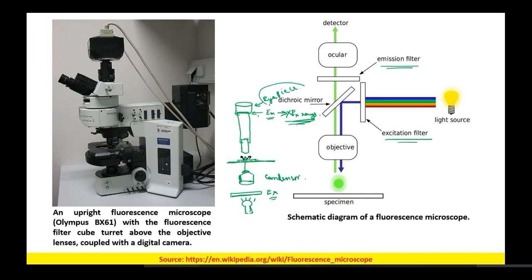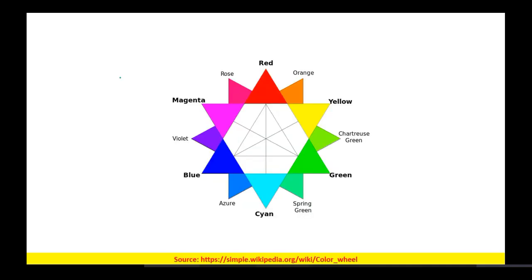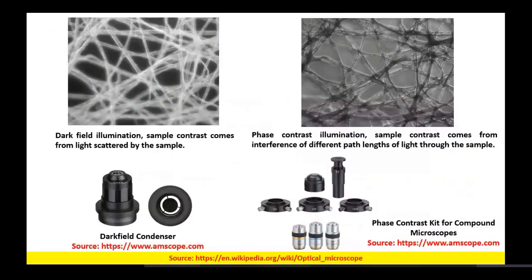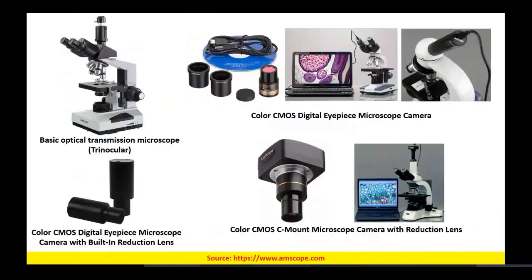Or instead of this ocular eyepiece, you can have a detector. And if it is a trinocular microscope, you will have a dedicated port, something like this. So it would simply look like any trinocular microscope we have discussed now, right over here.